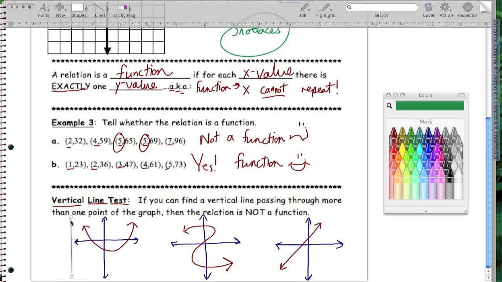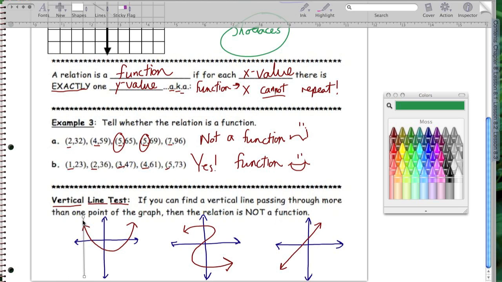So there's something known as the vertical line test, and I have a vertical line here. So I'm going to take this, and the idea is, as it says right here before we go ahead, if you can find a vertical line passing through more than one point of the graph, that means our red line, then the relation is not a function. So just like before, we don't want any repeats, same here. We don't want this vertical line to cross that red line in more than one spot at any point in time. So here's what I mean.